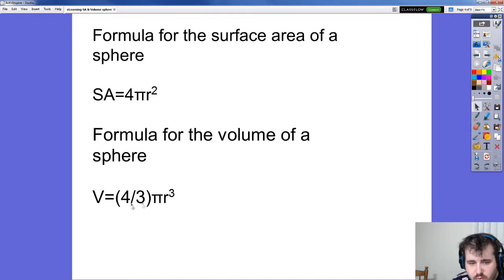The volume is 4/3 times pi r cubed. One thing that people always have trouble with is differentiating these two formulas. Surface area has the smaller exponent. Volume has the bigger exponent and the 3 in the bottom. So wherever you see the 3 here, there's the 3 here, and this is a 2, 2 and 4. Okay, so let's do a bunch of examples here.